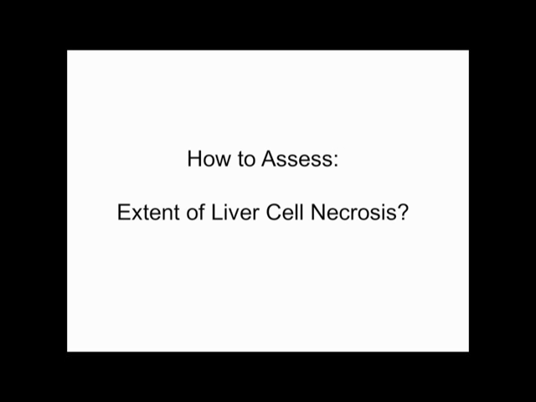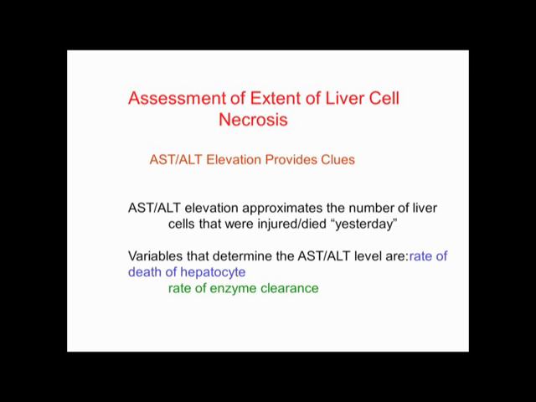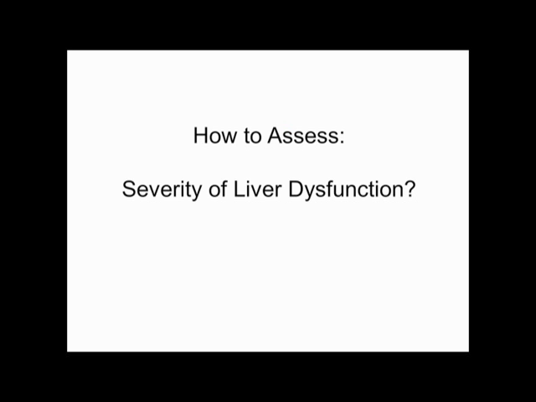So how do you assess the extent of liver cell necrosis? That's the transaminases, which we talked about. And what they're telling you is the rate of death of hepatocytes. Enzyme clearance is pretty stable, and most of them are cleared in a day or so. So that's why this is an acute snapshot of injury.